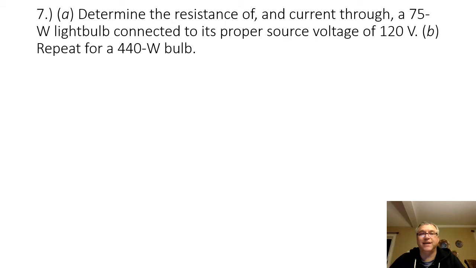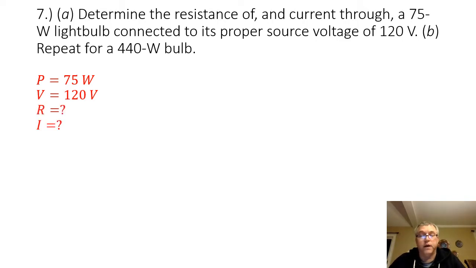Problem number 7, they're asking us to determine the resistance of and the current through a 75 watt light bulb connected to its proper source voltage of 120 volts. And part B wants us to do the same thing for a 440 watt bulb. So we'll do part A first. We are given the power at 75 watts. We're given the voltage, 120 volts. And we're being asked to find both the resistance and the current.